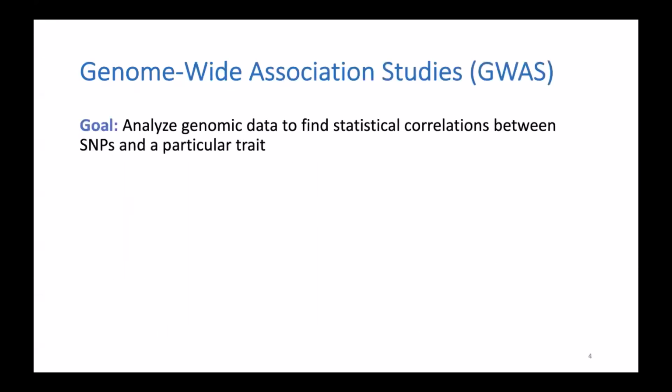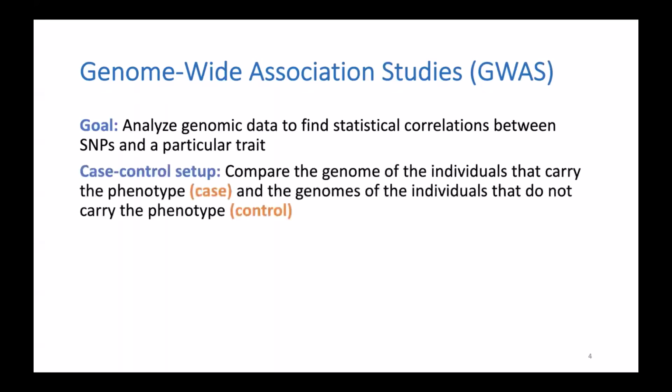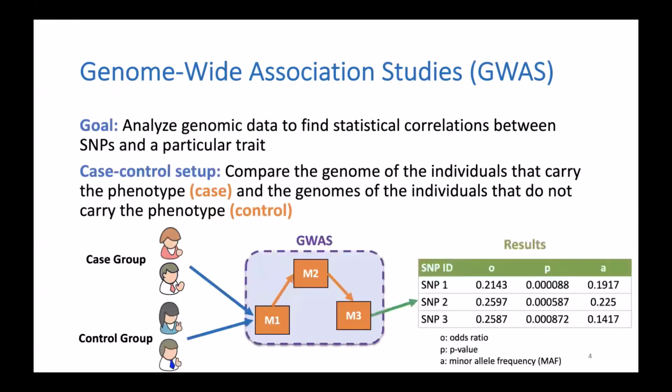Genome-wide association studies have become a popular method for identifying genetic variations that are associated to a particular trait or phenotype. The most common approach of GWAS is the case control setup, where the genomes of the individuals that carry the phenotype, the cases, are compared with genomes of the individuals that do not carry it, the controls. So basically, we get the data for each SNP from the case group and control group, perform GWAS, and obtain its output. The output of GWAS usually consists of the p-value, odds ratio, and minor allele frequencies for the most significant SNPs.